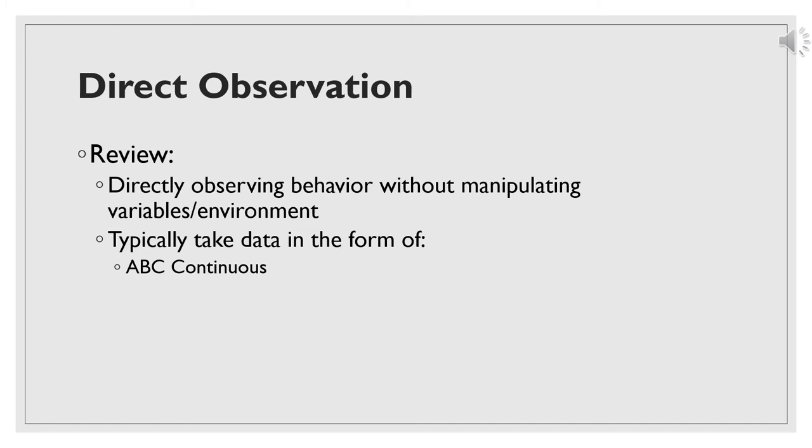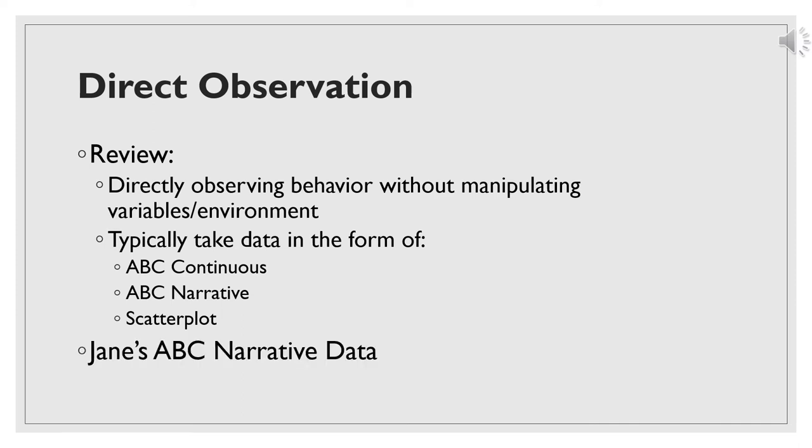when there are predetermined antecedents, behaviors, and consequences listed. Therefore, the observer just circles the antecedents, behaviors, and consequences as they occur. ABC narrative is when the observer writes open-ended notes for the antecedents, behaviors, and consequences that they observe. And finally, scatterplot data is when the observer records data pertaining to what times of the day the client engages in the target behaviors. The individual who observed Jane completed ABC narrative data.